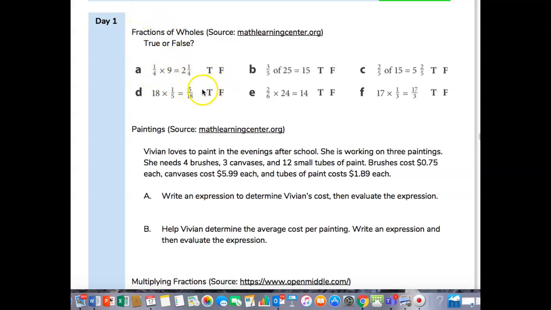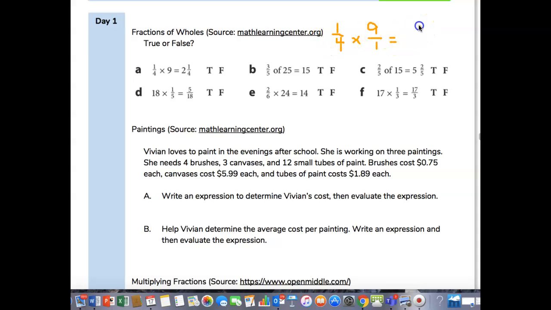So I'll do one of these with you to show you what we have to do here. It says 1/4 times 9 equals 2 1/4. Well, 1/4 times 9, but we want to make that a fraction. How do we make 9 a fraction? Do you remember? 9 over 1. All right, equals, and then we just multiply.